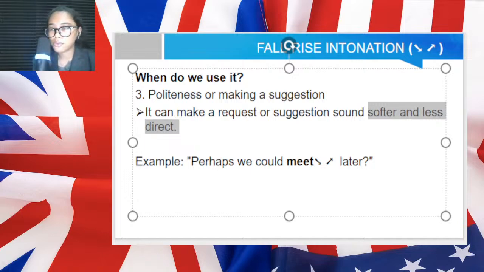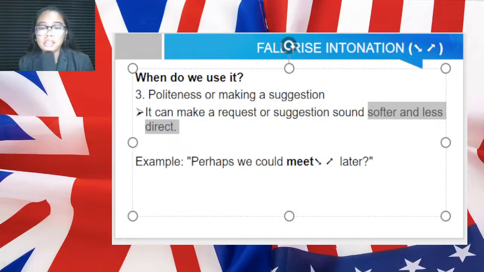With the fall rise, it sounds more like, "Here's an idea, meet, and I'm really hoping you'll say yes," or "Let's discuss it." It encourages the other person to agree or to give their input freely without feeling like they have to accept it immediately. So it makes the suggestion more of a gentle proposal, basically.